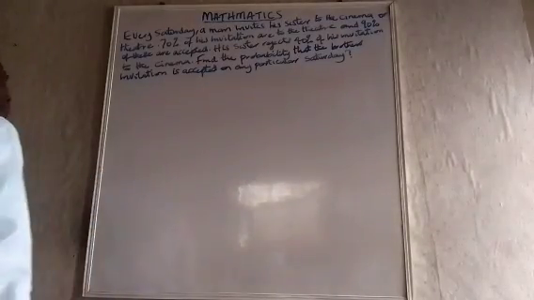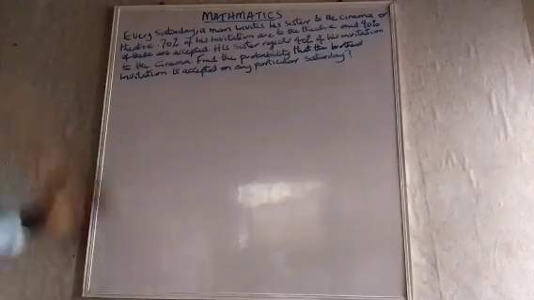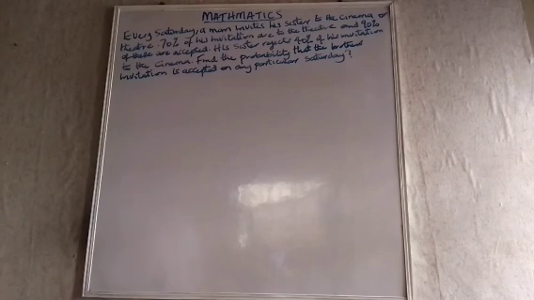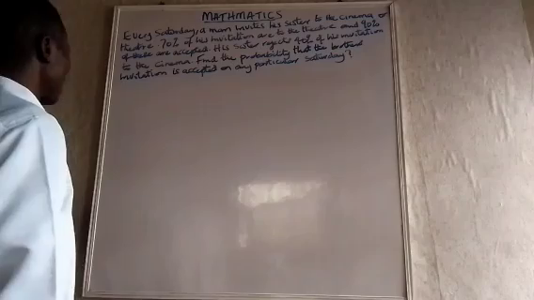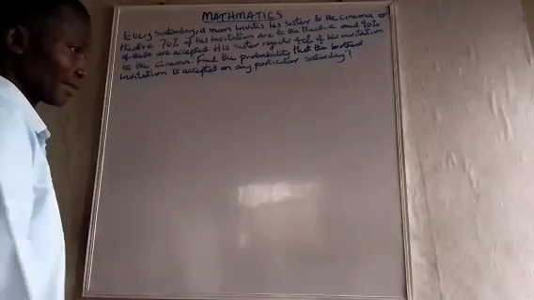Now, every Saturday, a man invites his sister to the cinema or theater. 70% of his invitations are to the theater, and 90% of these are accepted. His sister rejects 40% of his invitation to the cinema. Find the probability that the brother's invitation is accepted on any particular Saturday.